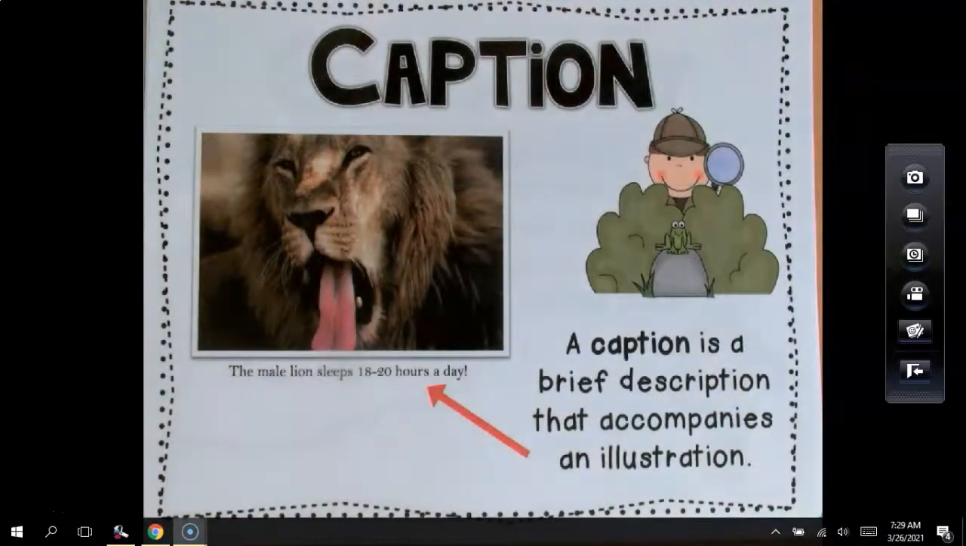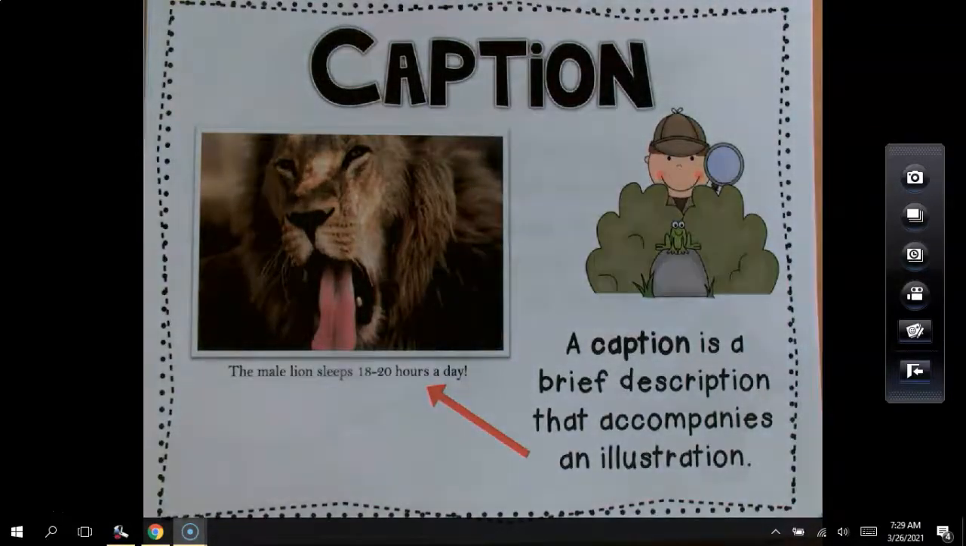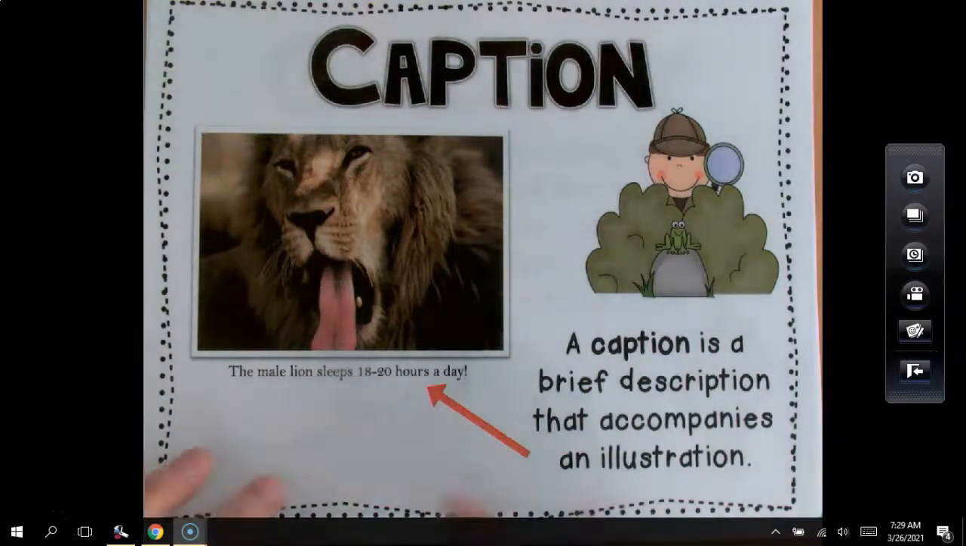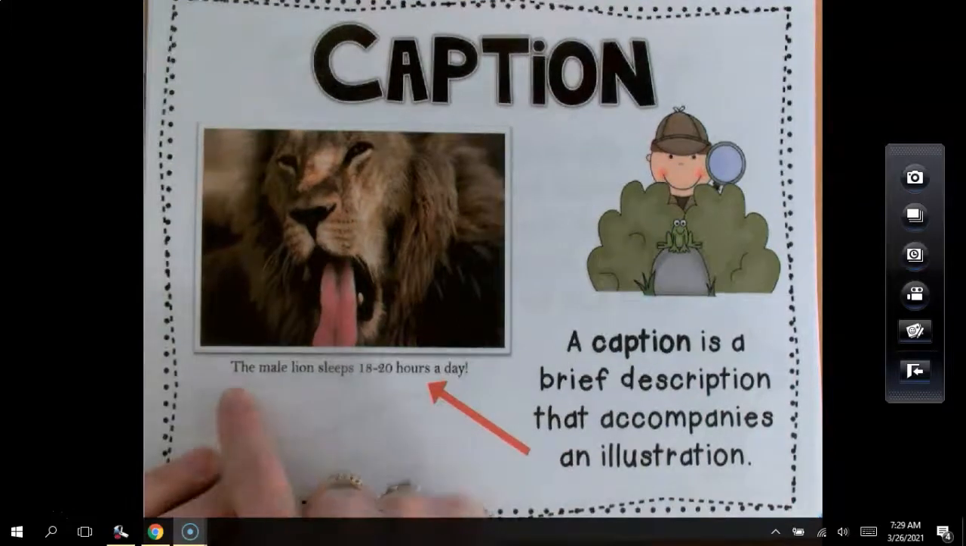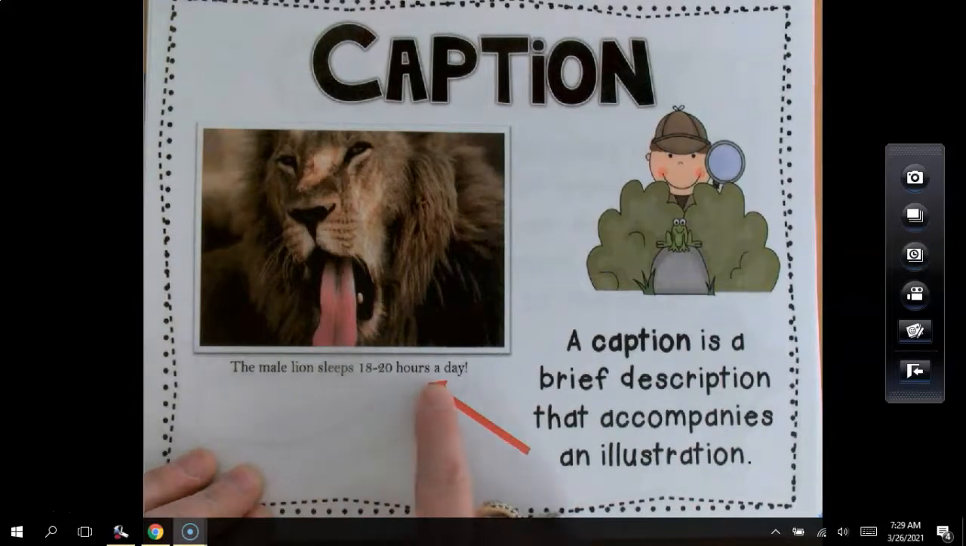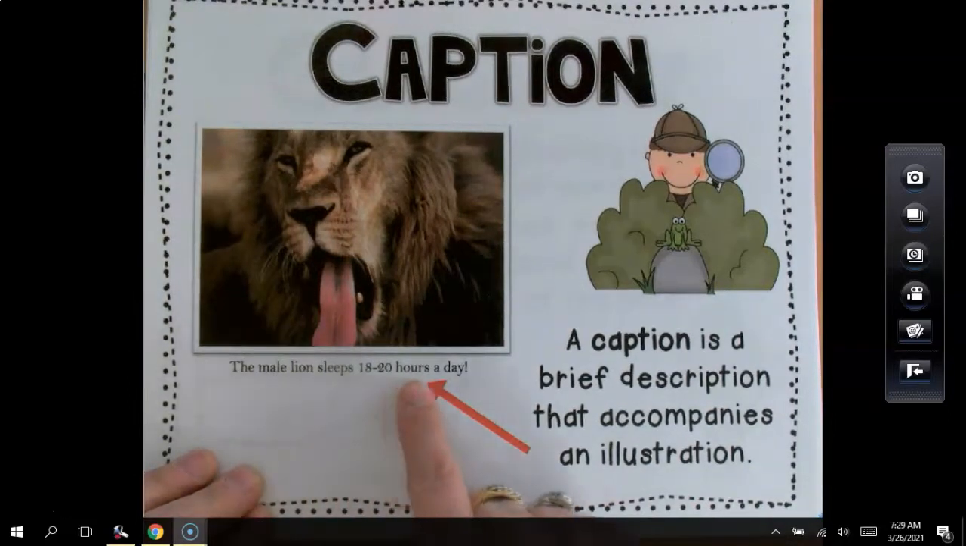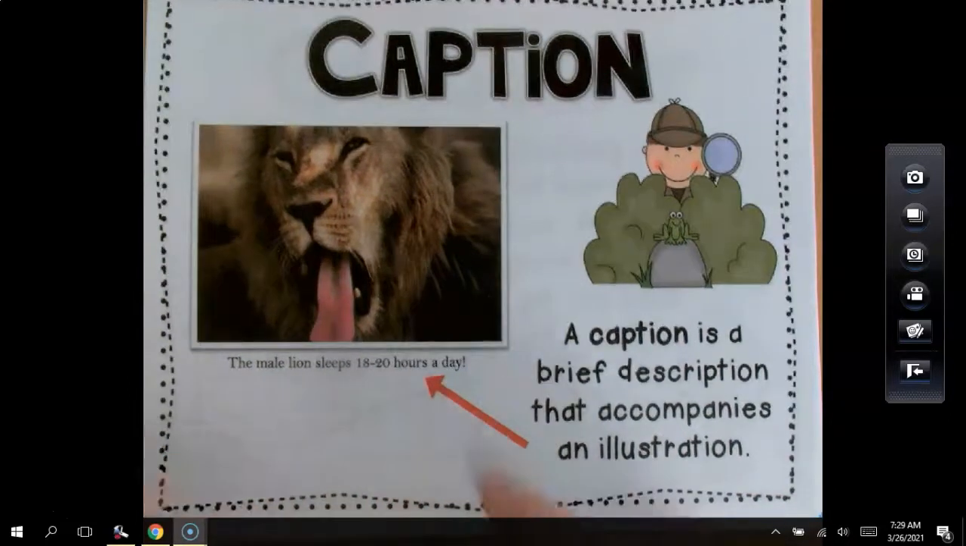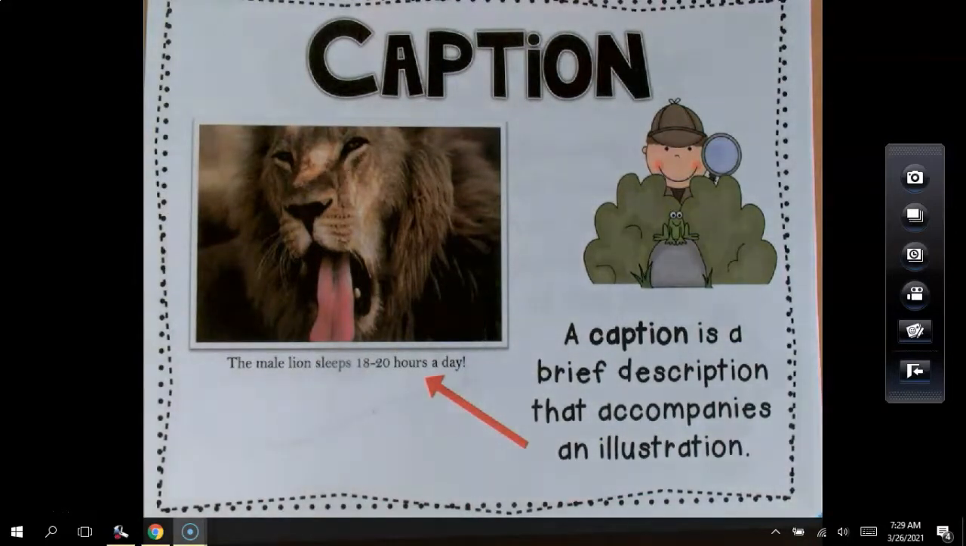Our next one is a caption. A caption is a brief description that accompanies an illustration or a photograph. So right here you have the photograph, and then this would be the caption. The male lion sleeps 18 to 20 hours a day. Okay? Now, I know you've seen this because when we read Amazing Bird's Nest, that had captions and photographs, and I'm sure your teacher pointed those out.